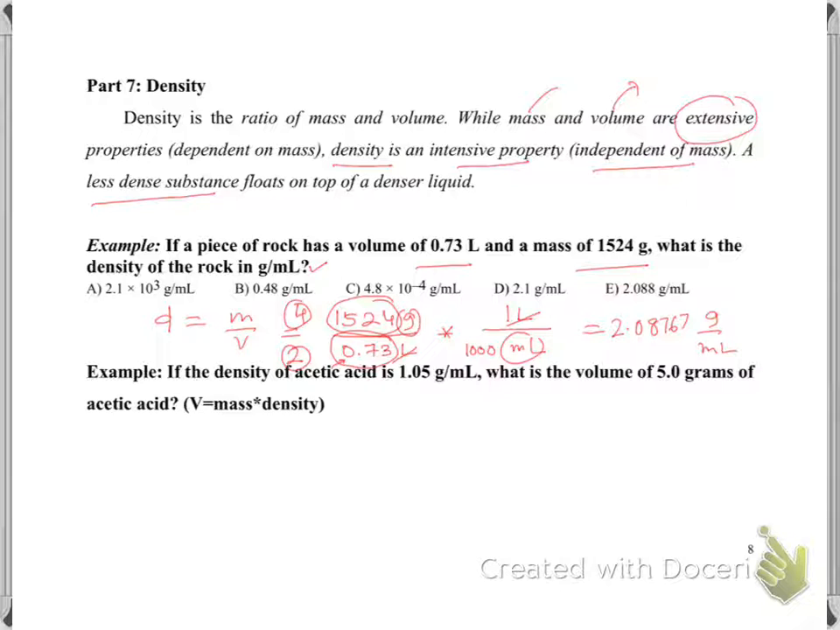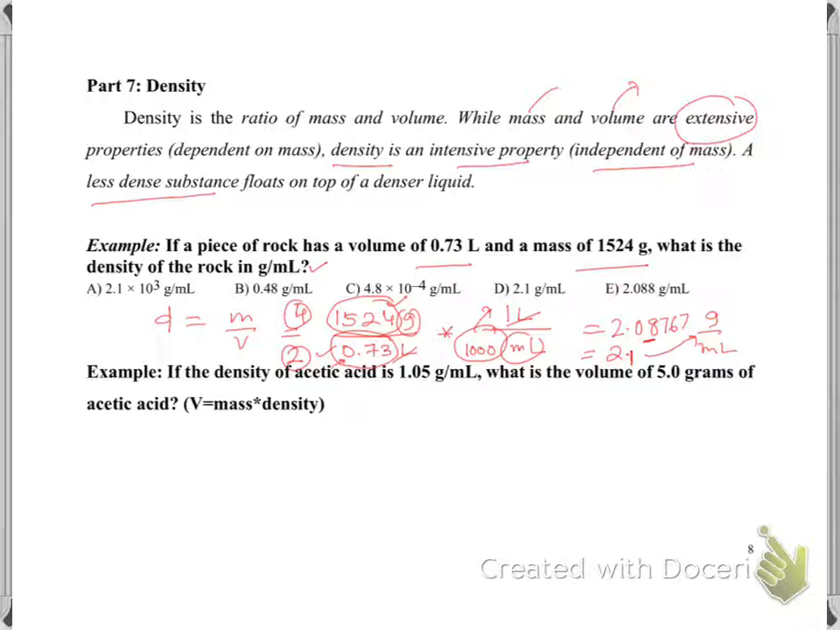A 0 is significant only if it is in between 2 non-zero numbers or it is at the end with the decimal. Should I be looking at the significant figures in this 1000? No, because this is not my measurement. This is an exact number. We do not apply the significant figure rules on exact numbers. So 4 here, 2 here, and it is a division problem, so you go by the fewer. That means your answer should have only 2 significant figures. So I will go with 2.0. But then what's the next number? 8, more than 5. So my answer will be 2.1 grams per milliliter.